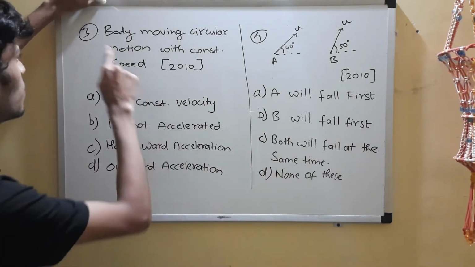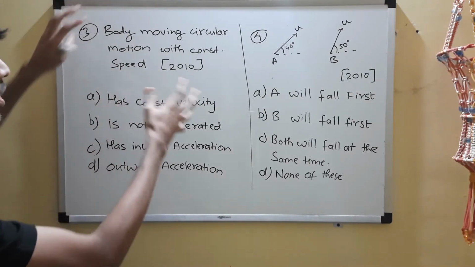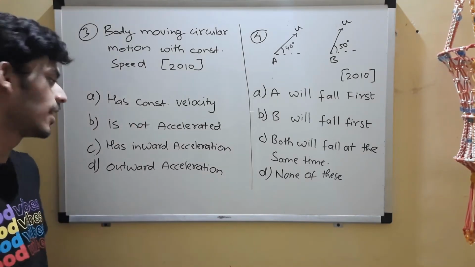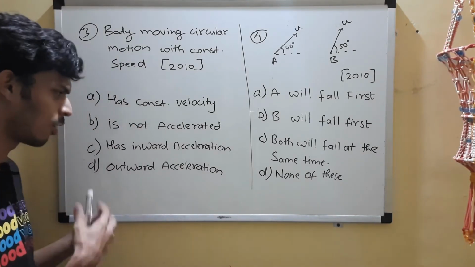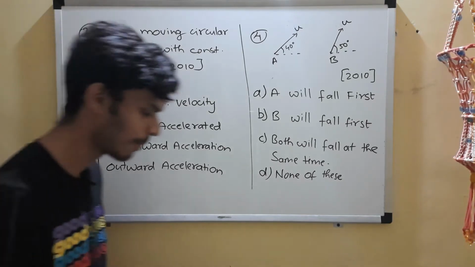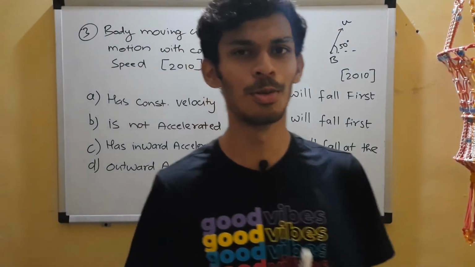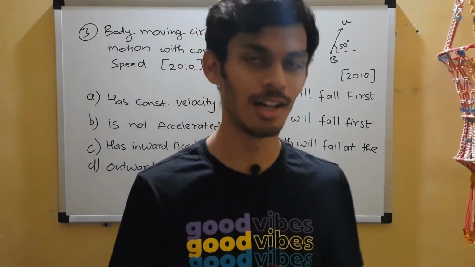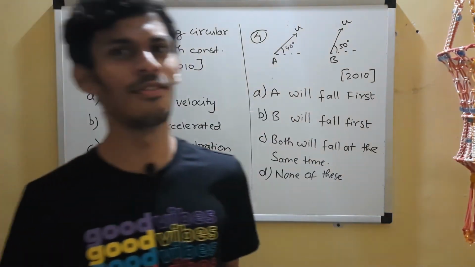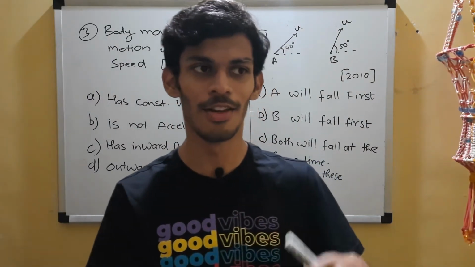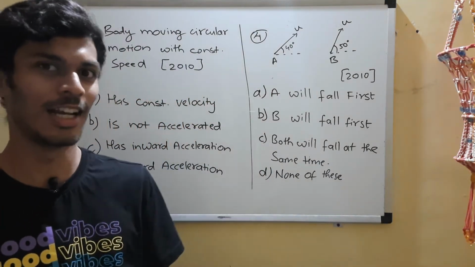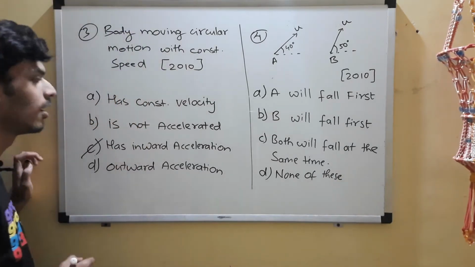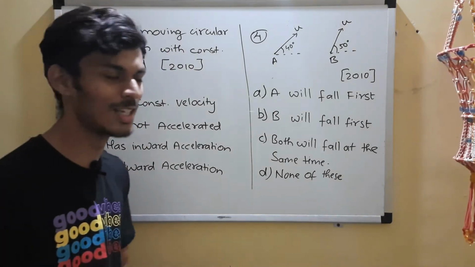Question 3 says, a body moving in circular motion with constant speed, which of the following is true? Will it have a constant velocity? Is this motion not accelerated? Will it have an inward acceleration, or an outward acceleration? Quite simple, right? Even those who know the very basics of circular motion will be able to crack this question. In circular motion, you'll know that every time we have this inward acceleration, which we call the centripetal acceleration or the radial acceleration. So in every circular motion, we have this inward acceleration. So option C, without any doubt, is the correct choice.